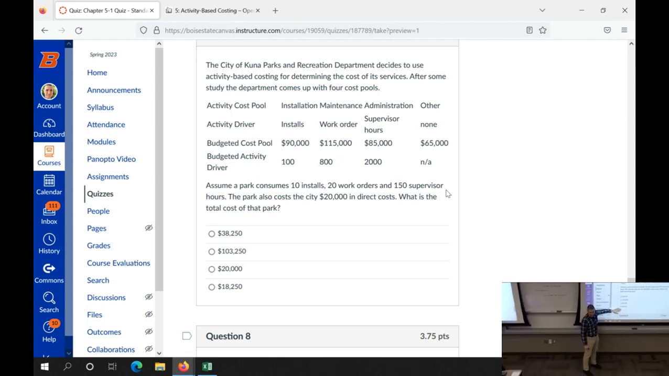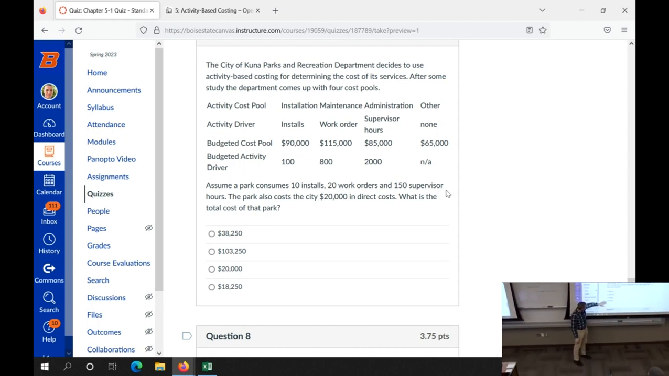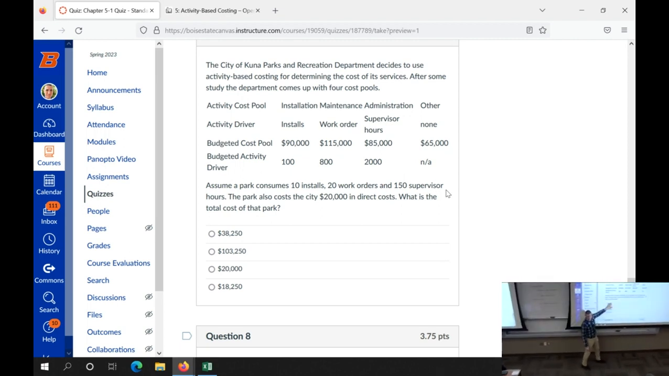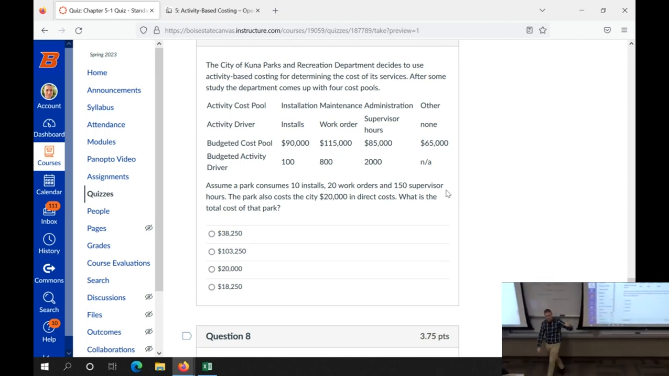So if I had to guess, I would think when we got to do all the calculations, the overhead allocated to this job, this park, is $18,250. And you're tempted to answer that once you get there. But the correct answer for the total cost of the park is that $18,250 plus the $20,000 in direct costs. Does that make enough sense?